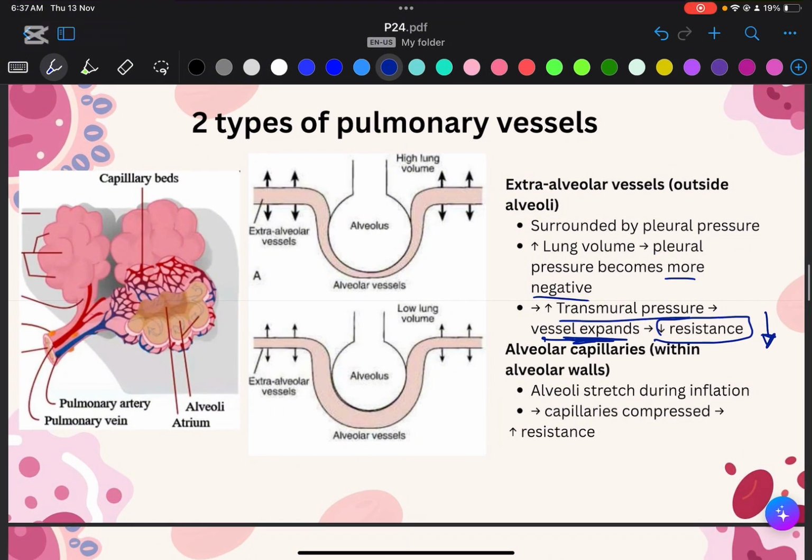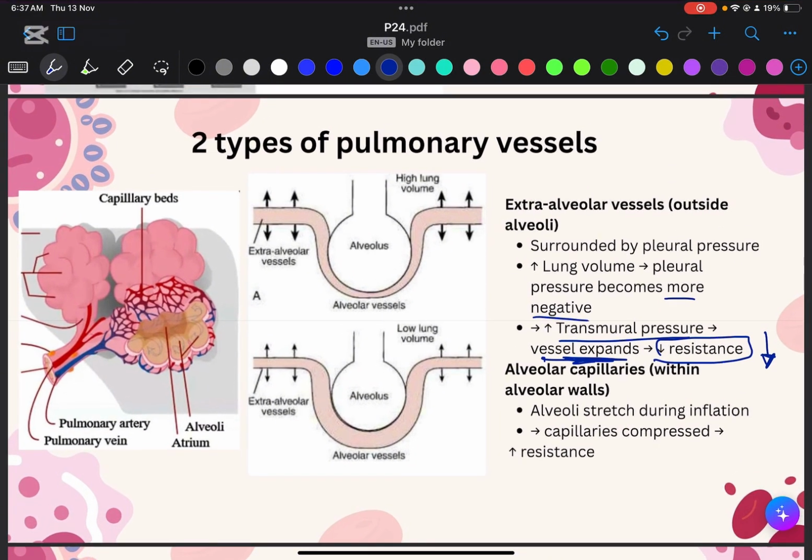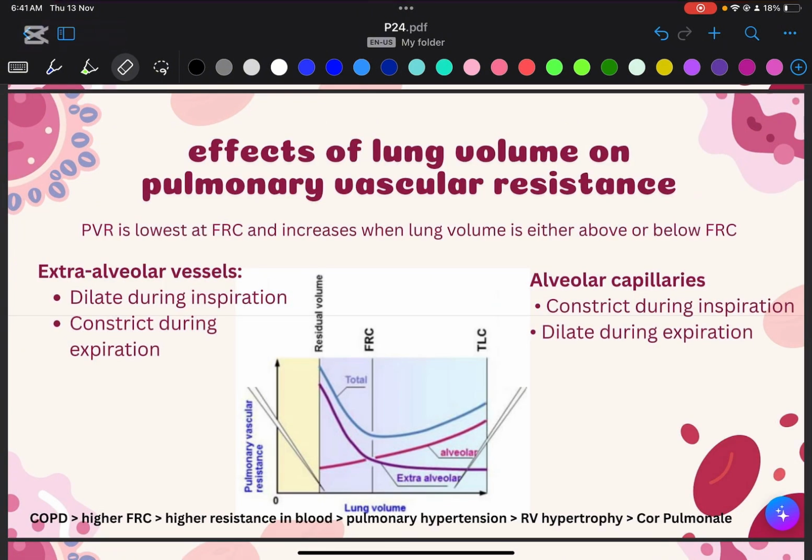Extra-alveolar vessels. On the other hand, alveolar capillaries are embedded within the alveolar walls themselves. They're like over here. So when you inspire, these will actually blow up like a balloon, and it will put a lot of pressure on these capillaries. That will compress them, and their radius will get smaller, and that will increase resistance. What you need to know is that extra-alveolar vessels dilate during inspiration, and alveolar capillaries constrict during inspiration. So these are opposites, of course.